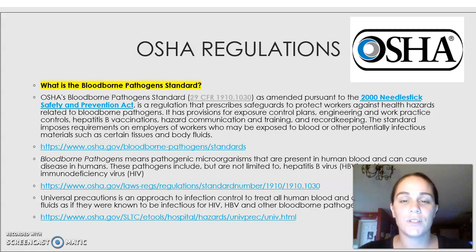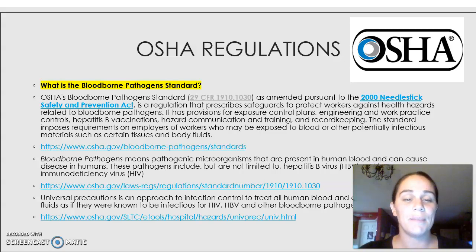It has provisions for exposure control plans, engineering and work practice controls, hepatitis B vaccinations, hazard communication and training, and record keeping. The standard imposes requirements on employers of workers who may be exposed to blood or other potentially infectious materials, such as certain tissues and bodily fluids. I do have the link below if you want a little bit more information.